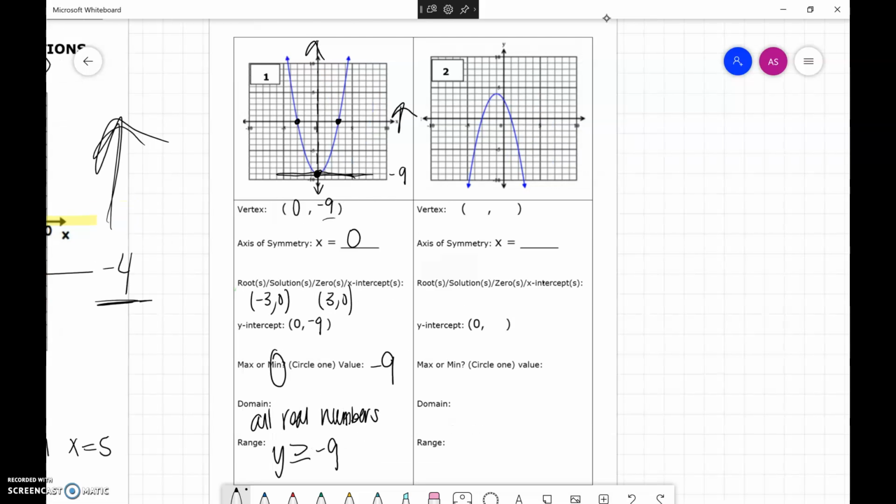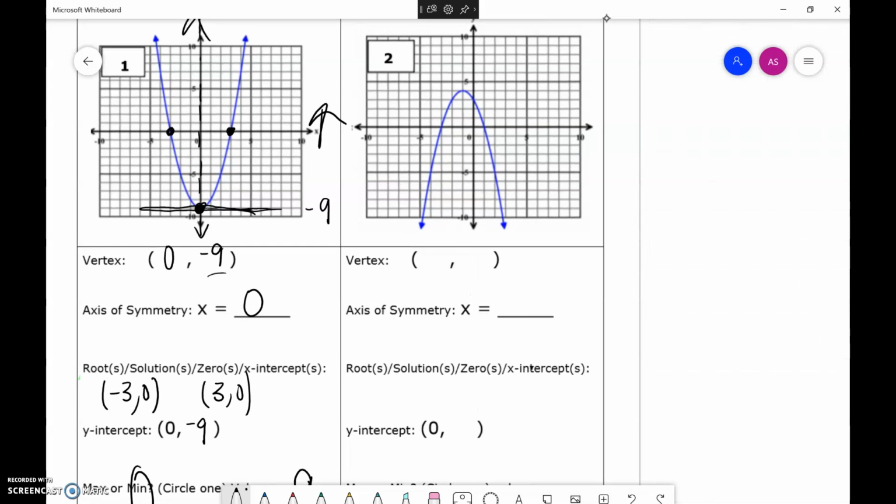All right, so let's look at it. My vertex, it's at the top this time, and this point is (-1, 4). Our axis of symmetry, that's our line. Sorry about the crookedness. That's going to be x equals -1. Our x-intercepts, we have 2 of them. Our first one is (-3, 0), and our second one is (1, 0). Our y-intercept is right here at 3, so we have (0, 3).